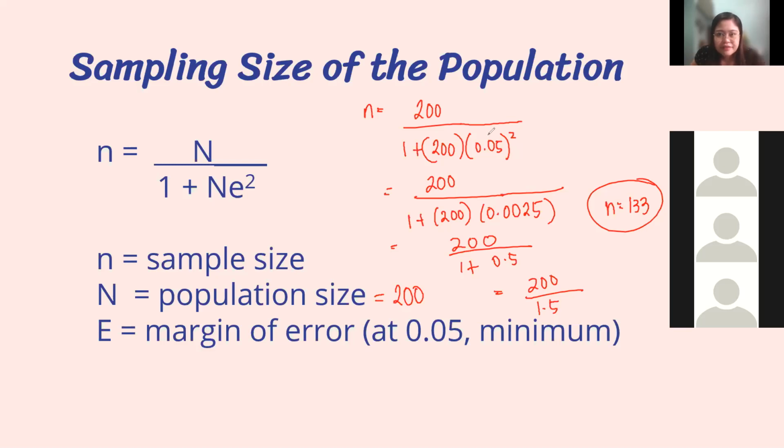Okay? So if the example study needs doctors' graduates, this is just an example, I don't know how many doctors' graduates there are in total. You have to get that from the registrar. If for example there are 200 in total, you only need 133. So you don't need all of them.